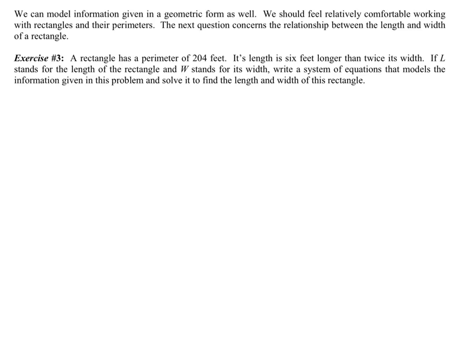All right, we can model information given in a geometric form as well. We should feel relatively comfortable working with rectangles and their perimeters. So the next question concerns the relationship between the length and width of a rectangle. A rectangle has a perimeter of 204 feet. So I'm going to draw a rectangle. The length is 6 feet longer than twice its width. So twice the width plus 6 is the length.